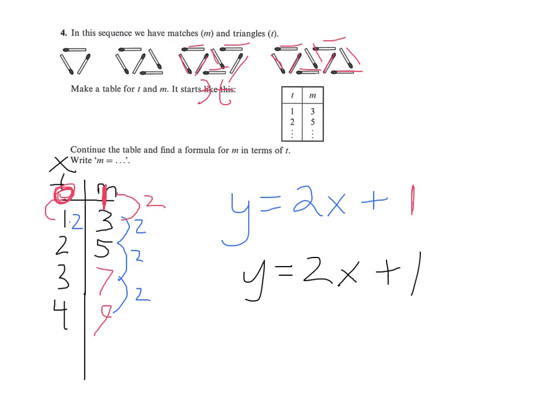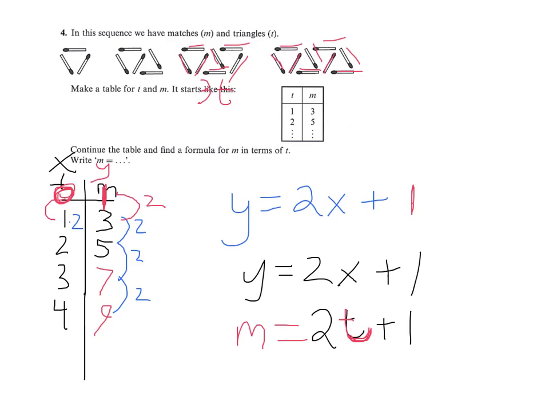So our input, or our x, was t for the number of triangles, so 2t plus 1. I always put this tail on my t's so it doesn't look like a plus sign, like a backwards J, so I don't get confused with a plus. And that's equal to our y, or our output, which in this case was matches, or m.